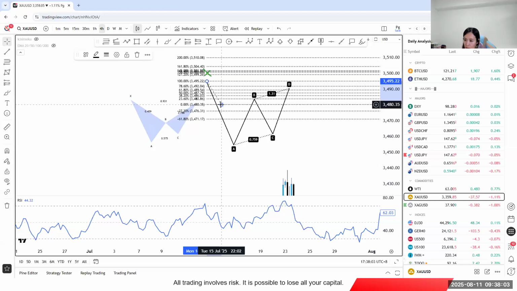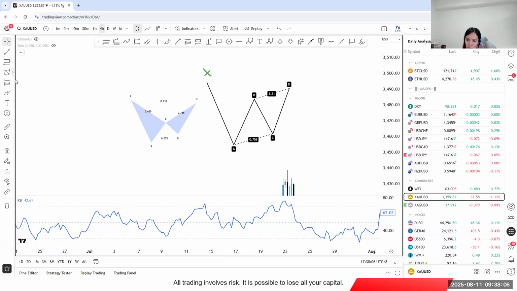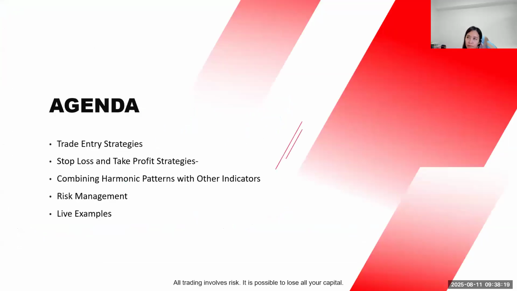I will go to here, X, A, B, C, D. That's why last week I covered this one. And remember that there are patterns that I split into two tabs: one is the harmonic extension, and one is retracement.